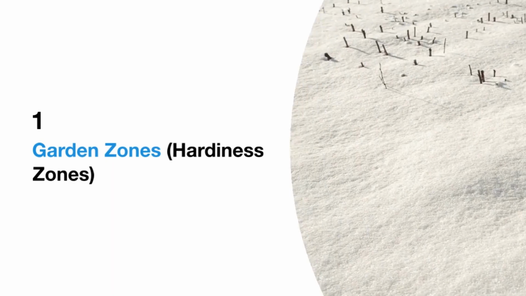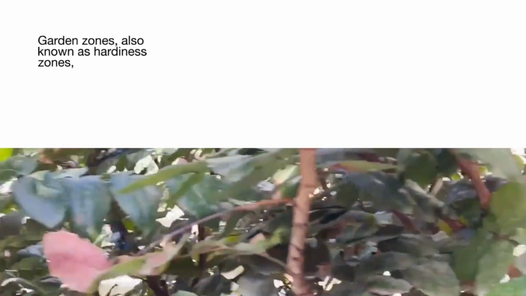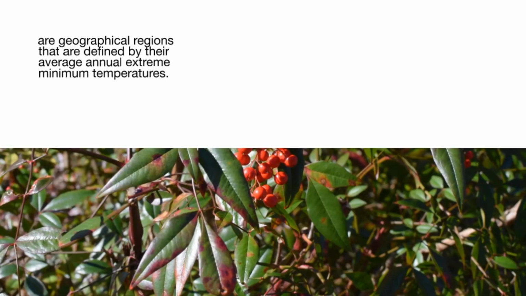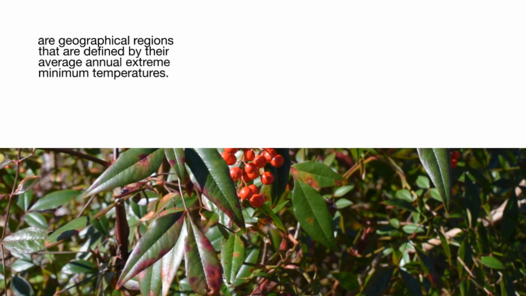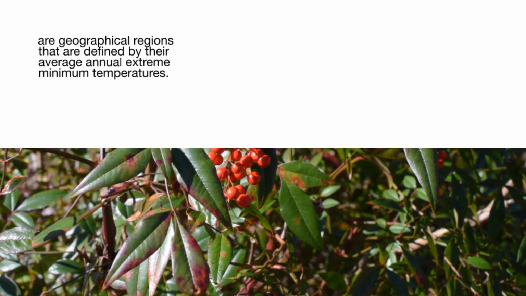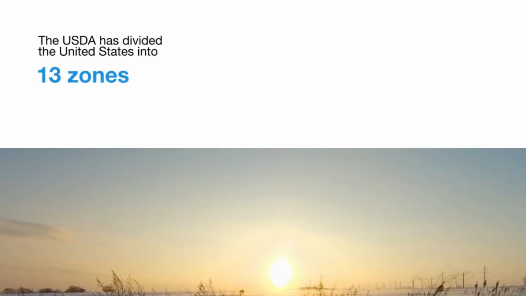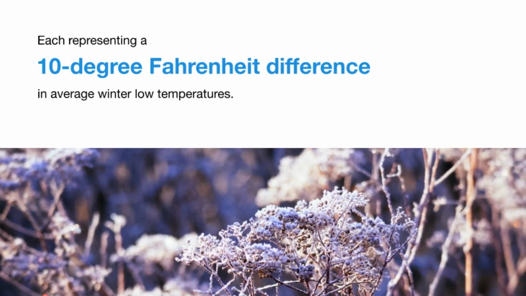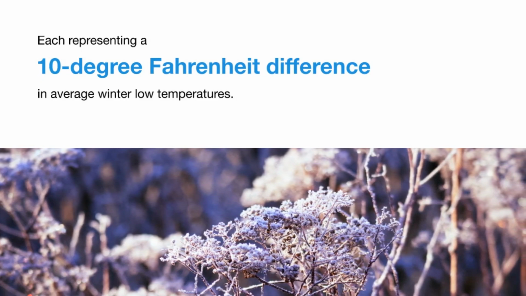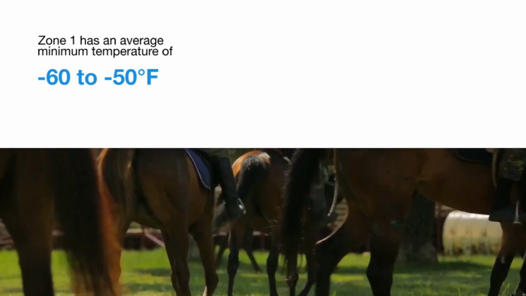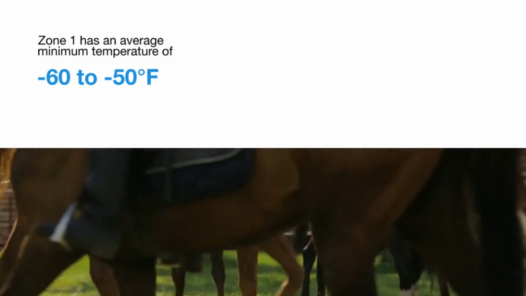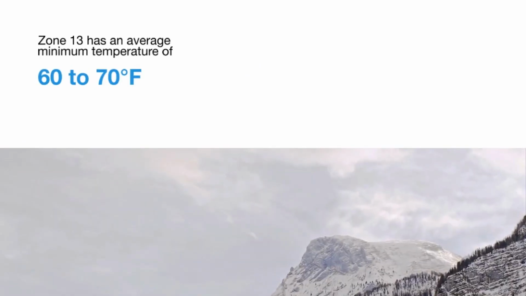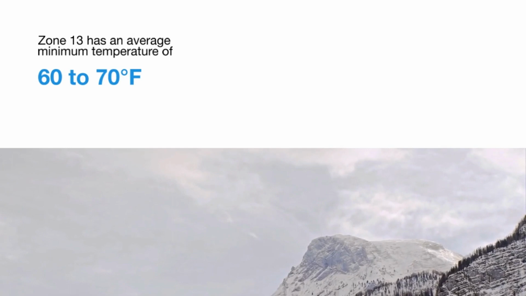1. Garden zones. Hardiness zones. Garden zones, also known as hardiness zones, are geographical regions that are defined by their average annual extreme minimum temperatures. The USDA has divided the United States into 13 zones, each representing a 10-degree Fahrenheit difference in average winter low temperatures. For example, Zone 1 has an average minimum temperature of -60 to -50 F, while Zone 13 has an average minimum temperature of 60 to 70 F.